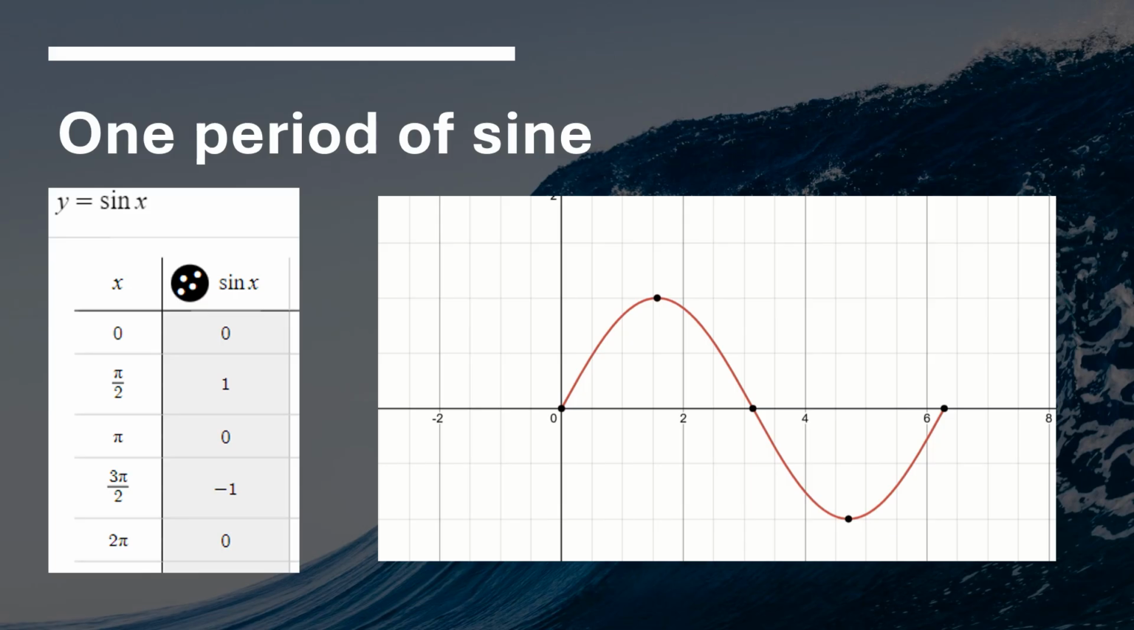Here is one period of a sine wave. It's the whole shebang before the pattern starts over again. So what we're going to do is find these 5 coordinates, because these 5 coordinates give enough information that I can sketch out the rest of it and connect the dots.